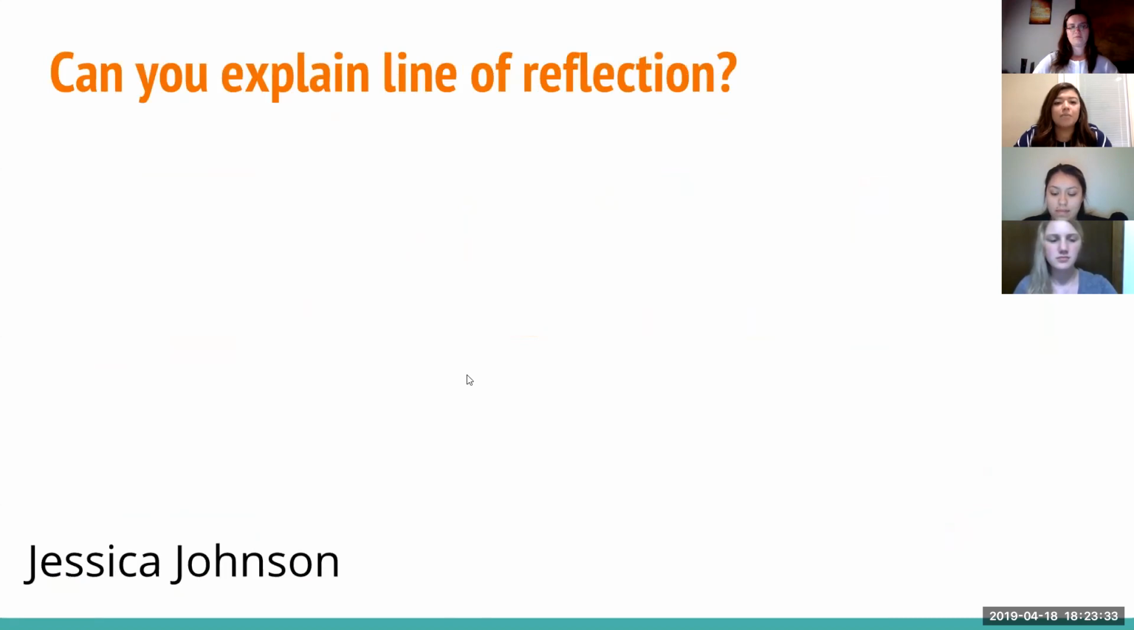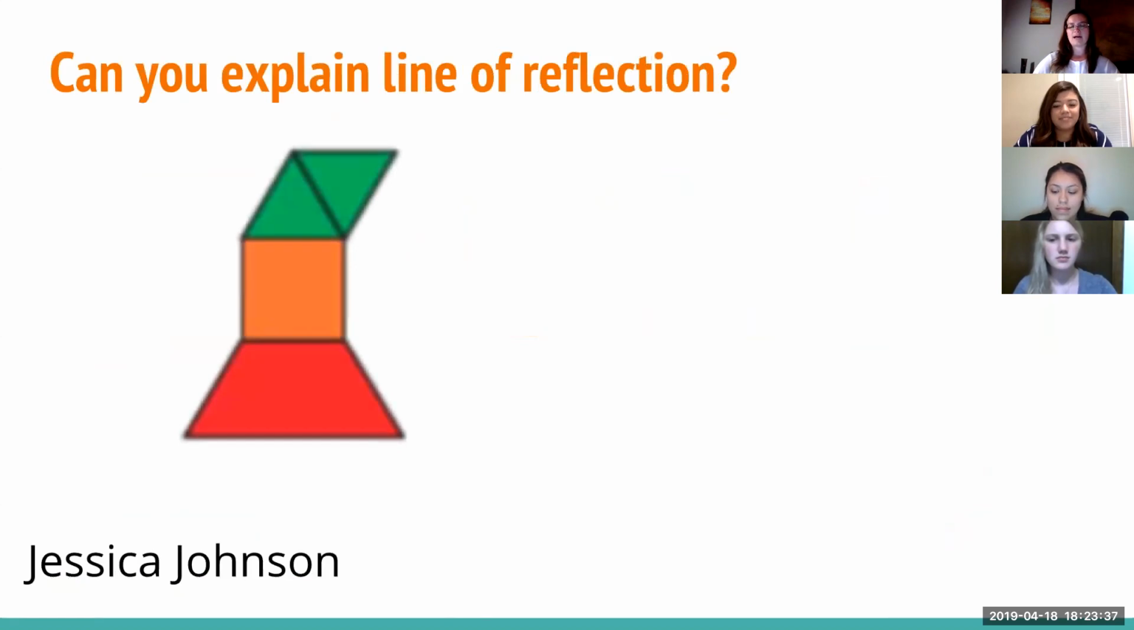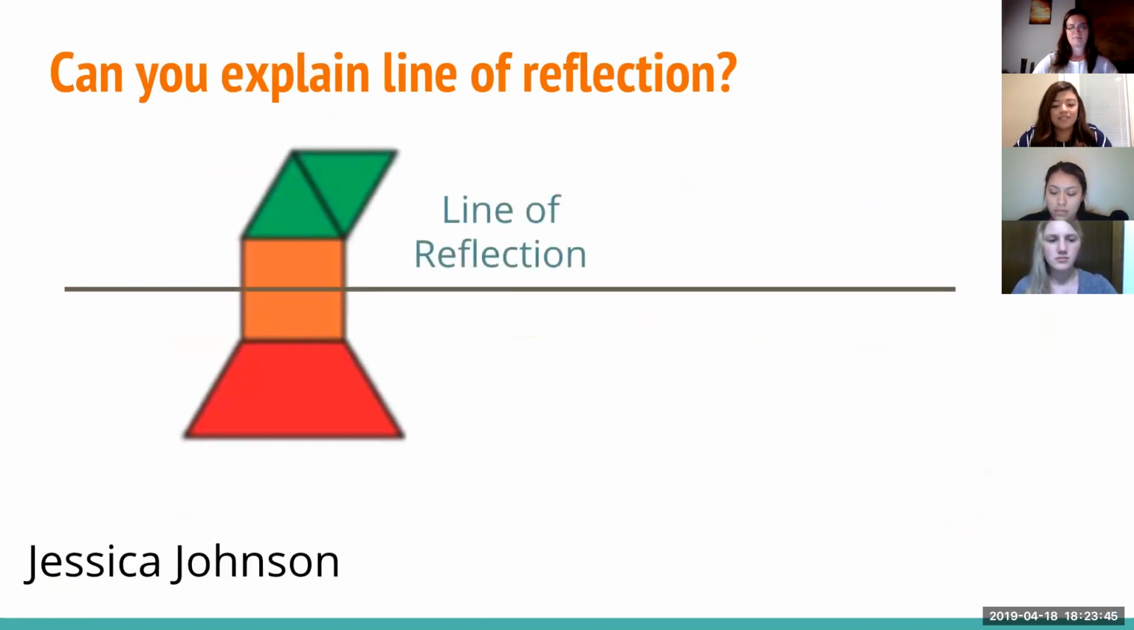Jessica, can you explain what a line of reflection is? Jasmine, I am glad you asked. If we take this image and add a line in the center of the orange tangram, we will call it the line of reflection. This is called the object. When an object looks in the mirror, what do we get? We get a reflection. In geometry, it is also known as an image.